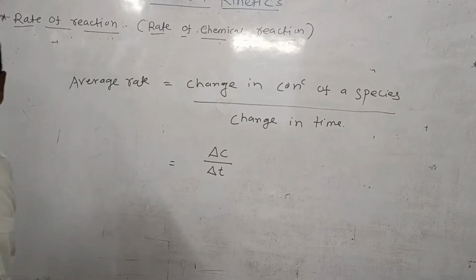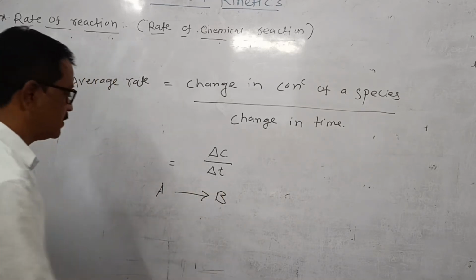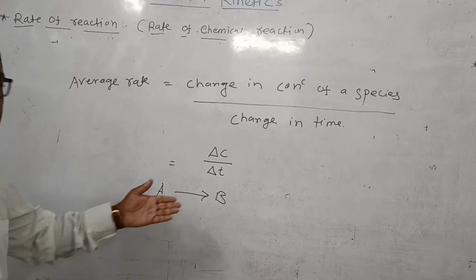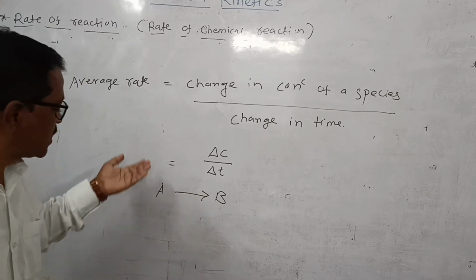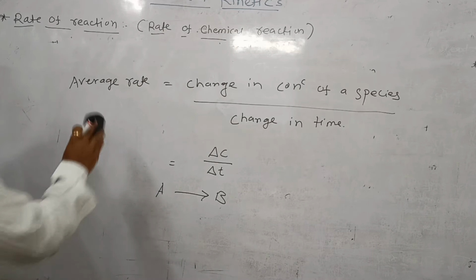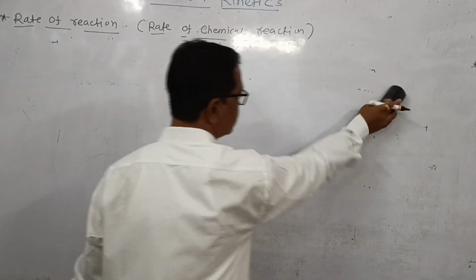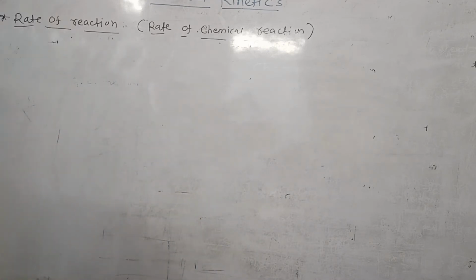Then the expression. Consider the reaction A gives P, in which A is consumed and P is produced. This is the reactant, this is the product. A is consumed and P is produced. Delta C upon delta T. Average rate of consumption of substance.